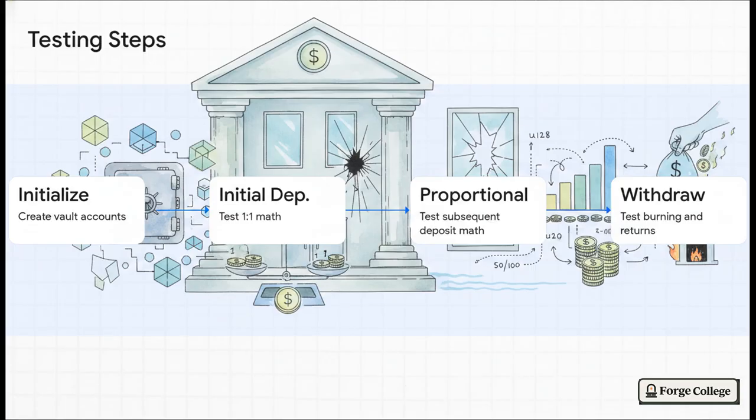Does our one-to-one math work? Yes. Third, we test a non-initial deposit to verify that proportional U128 math. And finally, we test the withdrawal. By isolating one behavior at a time, if something breaks, you know exactly which window of the bank has a shattered pane of glass. It dramatically speeds up debugging.